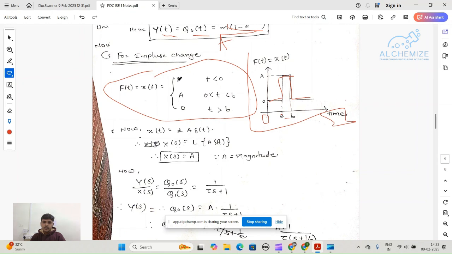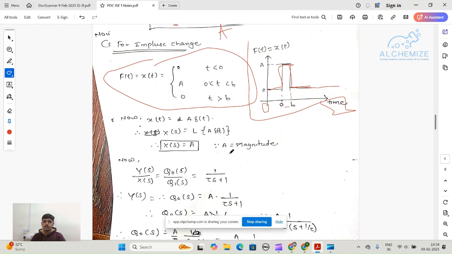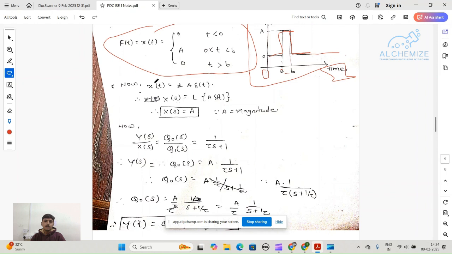So if my output is 0, that is when t becomes less than 0, the value is less than 0. If my output is a, that is a here, then my response exists from 0 to b, so t is in between a to b. And for 0, then again it's 0, so t is greater than b. So I can say that. So here x of t, that is my input, is equal to a delta t.